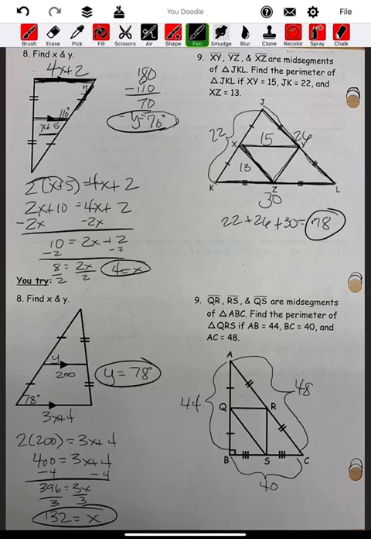So let's start with AC. The mid-segment for AC is QS. Okay, so I've highlighted it. So we're going to divide 48 by 2 and get 24. Okay. Then we come down to BC. The mid-segment for that one is QR. So again, we're going to divide 40 by 2 and get 20. And then lastly, we have AB, and that's going to be parallel to RS, okay? And that's going to be 22. So now our measurements are 20, 24, and 22. And that gives us 66 units.